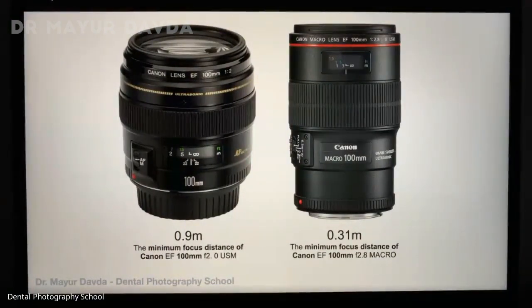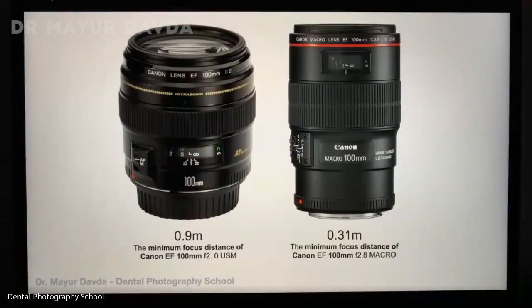The 100 mm normal lens or 100 mm prime lens is not what we use. So what do we use? We use a 100 mm macro lens. This is great for Canon users. But if you're a Nikon user, then you have the 85 mm macro Nikon and the 105 mm macro Nikon. You can buy whatever fits your camera and your budget.